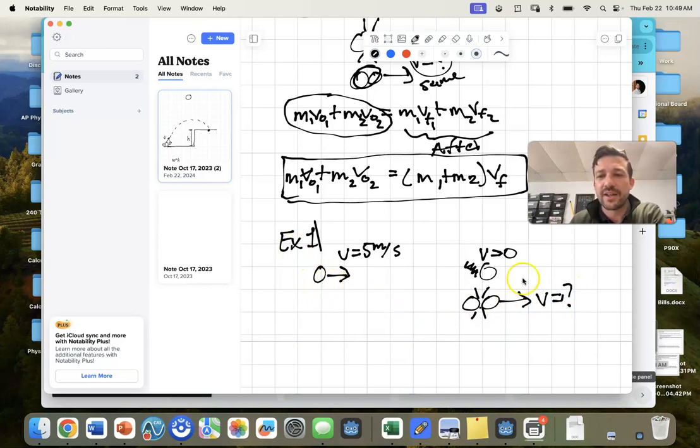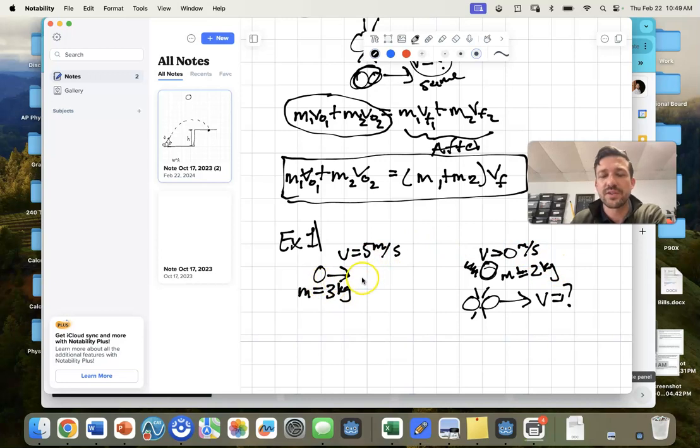Okay? And so what I want to do is solve for that velocity. In order to do that, I need to know what the masses were. Let's say this one's 3 kilograms and let's say this one is 2 kilograms. Yeah? So this one is at rest. Its velocity is 0 meters per second. It has a mass of 2 kilograms.